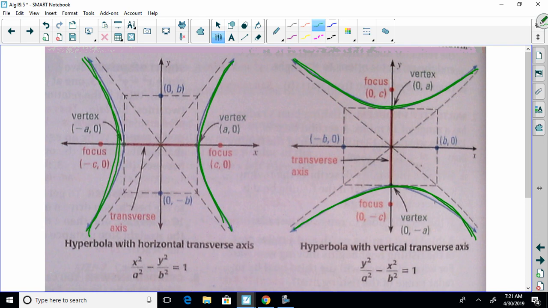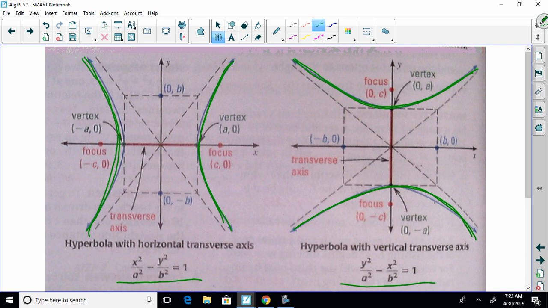If you look in the bottom left, this is the standard form equation of a hyperbola that goes left and right, or opens sideways, or is a horizontal hyperbola. On the right, there's the standard form equation of an up and down hyperbola, a vertical hyperbola.